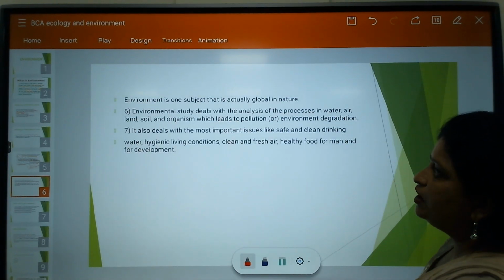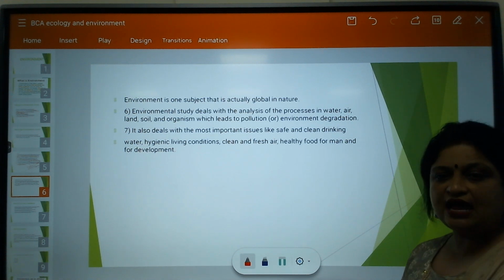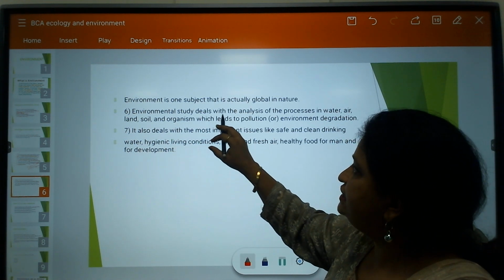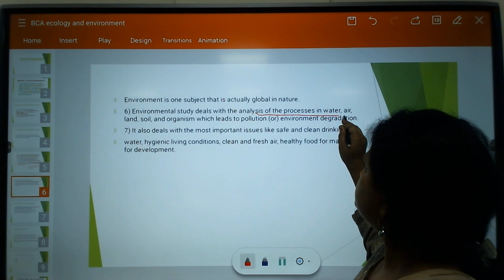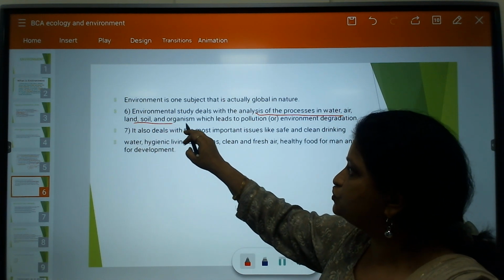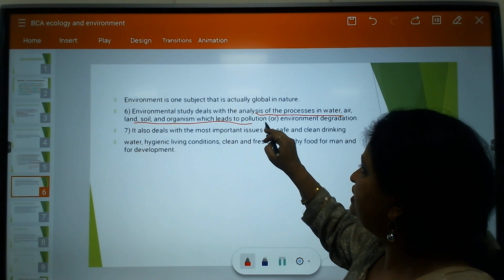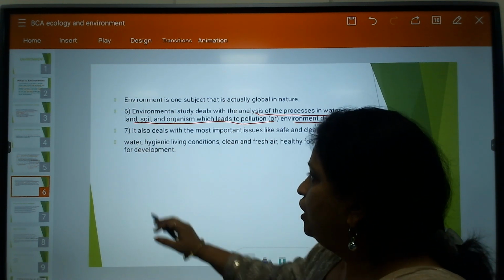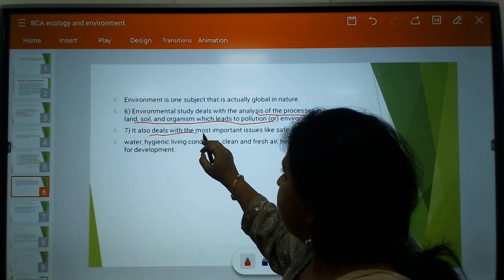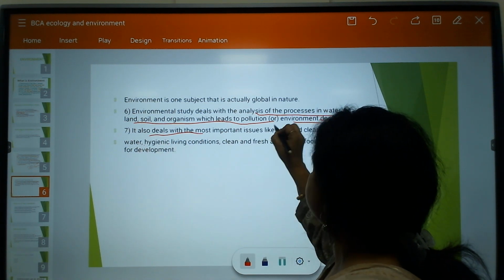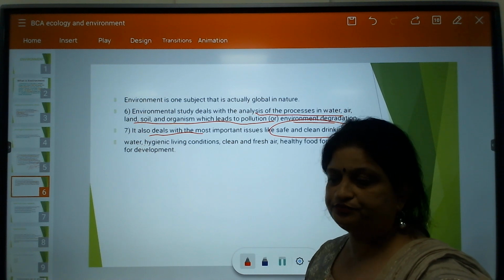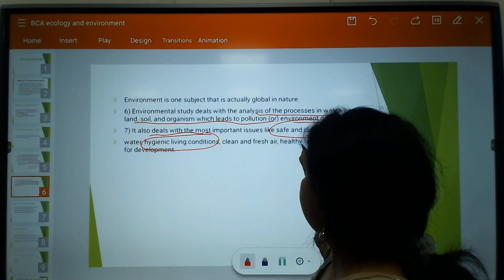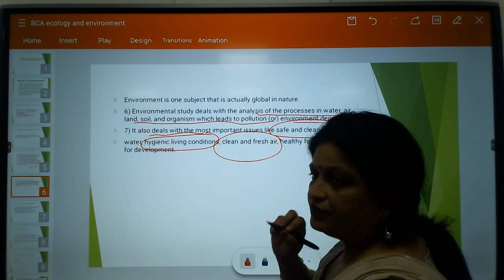Next is environmental studies, the one subject that is actually globally required. Environmental study deals with the analysis of processes of water, air, land, soil and organisms which lead to pollution or environmental degradation. It also deals with the most important issue, that is safe drinking water, hygienic living conditions, clean and fresh air.